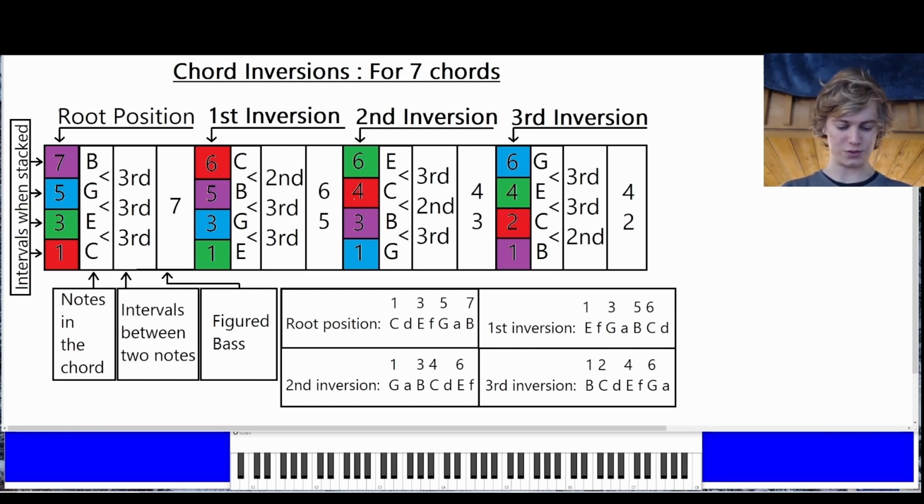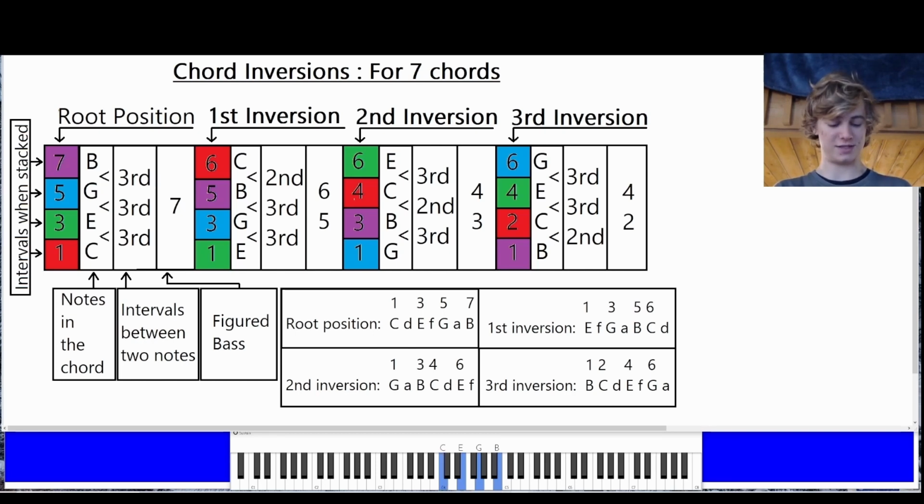Okay, so just to conclude everything before I move on to figured bass. If we have a root position C major 7 chord, I'm going to start on C, go up a third, go up another third, and go up another third. In other words, I have a 1, 3, 5, and 7. To do a first inversion 7th chord, all I'm going to do is take that first note, that 1, and put it on top of the rest of the chord. So now instead of having C, E, G, B, I have E, G, B, C. And instead of having a 1, 3, 5, 7, now I have a 1, 3, 5, and 6. Then back to my root position 7th chord.